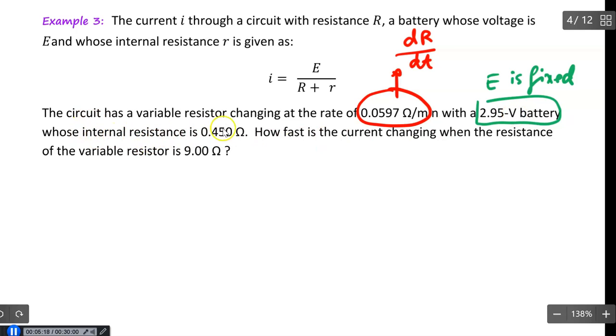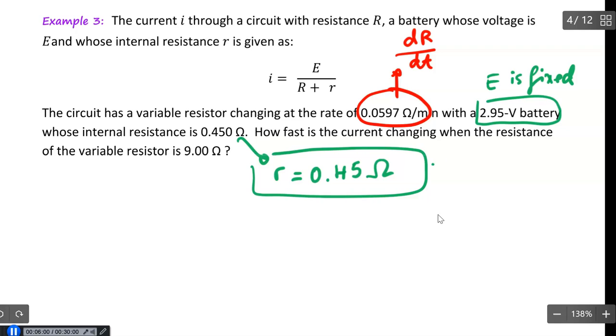Okay, whose internal resistance is this value? So what is the internal resistance? Internal resistance is the little r. So this one is also my little r. So r is equal to 0.45 ohms. Okay, so I'm talking about this battery, 2.95 volts battery, whose internal resistance is this. And this value is fixed, so therefore this value is also fixed. You have these values of the battery, that means the internal resistance will be equal to this. So this value is also a fixed value. So this one is also fixed.